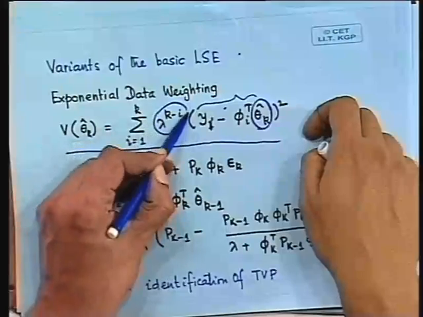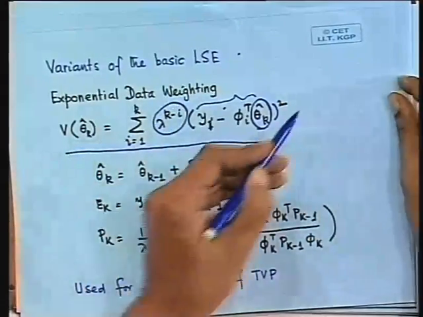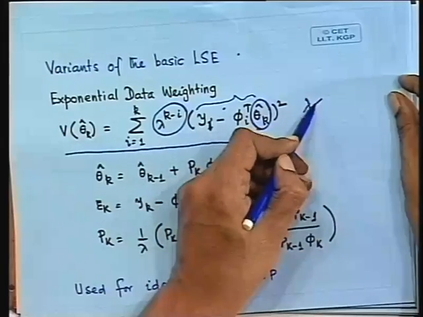Rather, at i equal to k, or k minus 1, or k minus 2, this recent past, there should not be a large error. Otherwise your parameter is wrong. So you should put larger weight on these recent errors. That's what we are doing. We are weighting these errors by a factor lambda to the power k minus i, where lambda is less than 1.